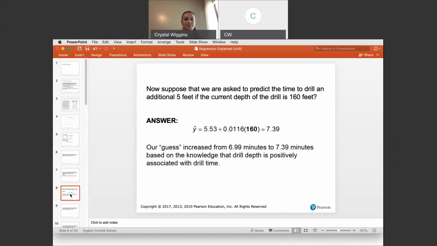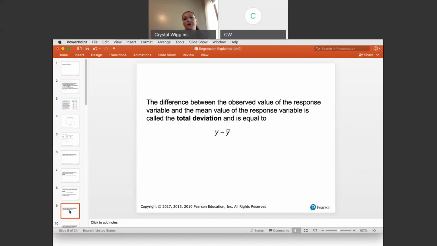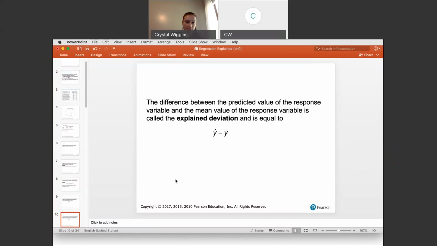Okay. So let's talk about those differences between the points and the predictor line. The difference between the observed value of the response variable and the mean, that 6.99, or actually the 121, because it's the response variable, so it's the depth mean, is called the total deviation. I'm going to show you a picture, so if that makes no sense, don't worry, I'll show you a graphic.